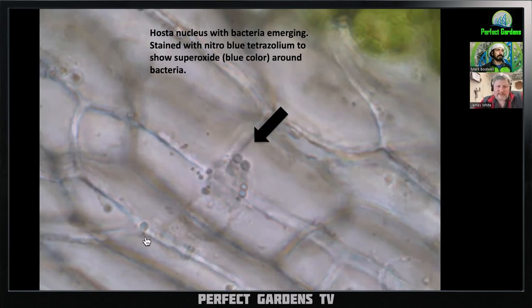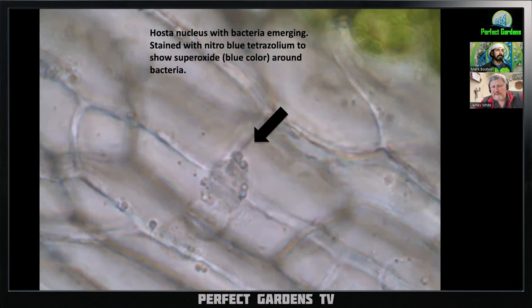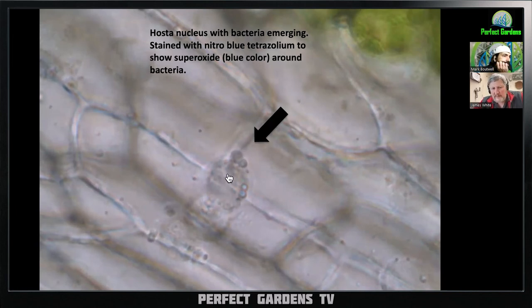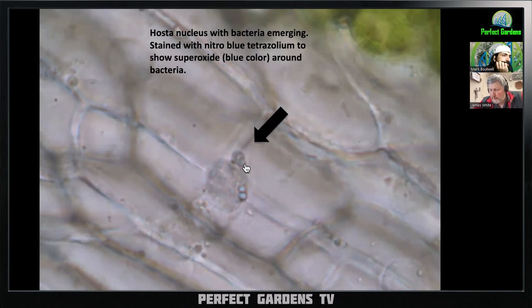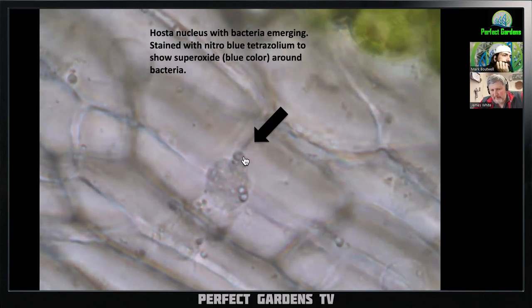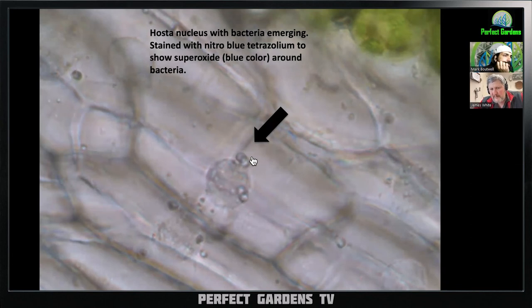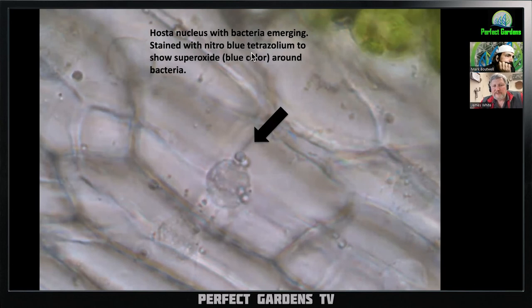This is a movie sequence that shows a hosta nucleus. And you can see, notice there's no chloroplasts in here. That's because if there were chloroplasts in here, they would produce oxygen. That oxygen would reduce nitrogen fixation. So these bacteria are in the nucleus, and where they release them from the nucleus, you see they're coming out here, and this is stained for superoxide now. So this is going to be a blue color now. In this case, it's superoxide. But when the bacteria come out of the nucleus, they start to stain purple. And that's superoxide in this case, using nitroblue tetrazolium stain.